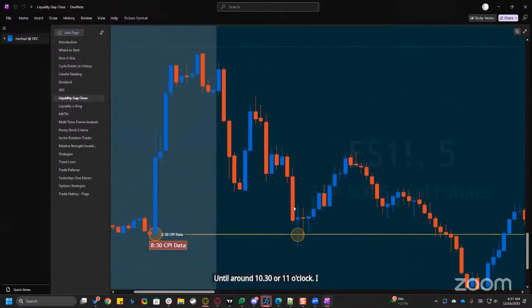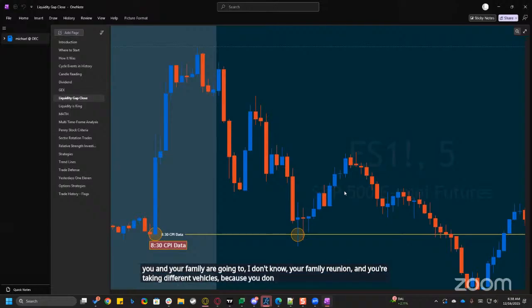I don't do it that way. This is what I call destination trading. I know where we're headed. The analogy would be you and your family are going to, I don't know, your family reunion, and you're taking different vehicles because you don't like those jerks and you want to be able to leave at any time.